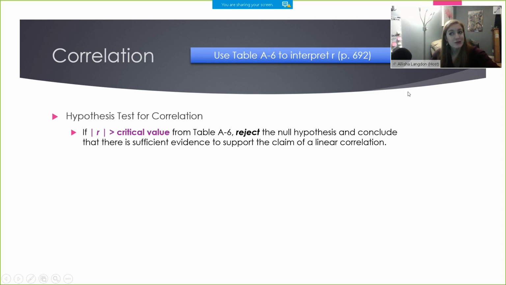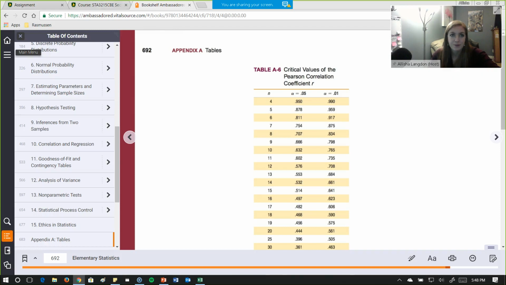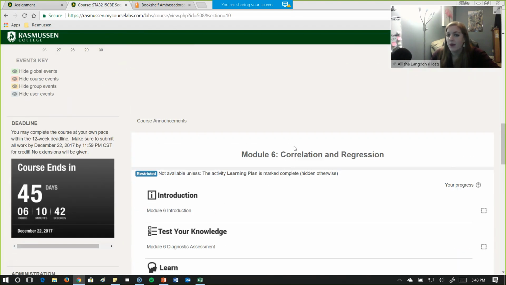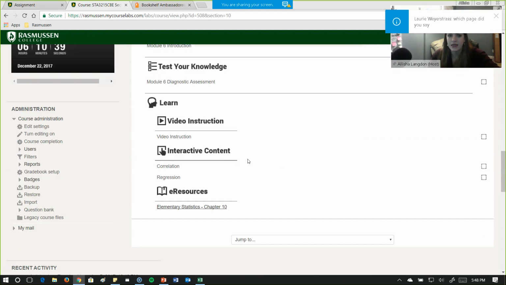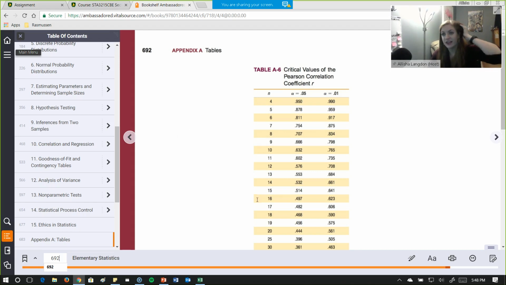So if you haven't used your textbook and you're not quite sure how to get there, let me show you real quick. You can just go to any module. I went to module 6. And then click on your e-resources and it will pop up here. It won't be on this page, but right down here in this tab, you can just type 692 and it will take you right to this table. Did you guys find it? It's going to be your new best friend, this table.